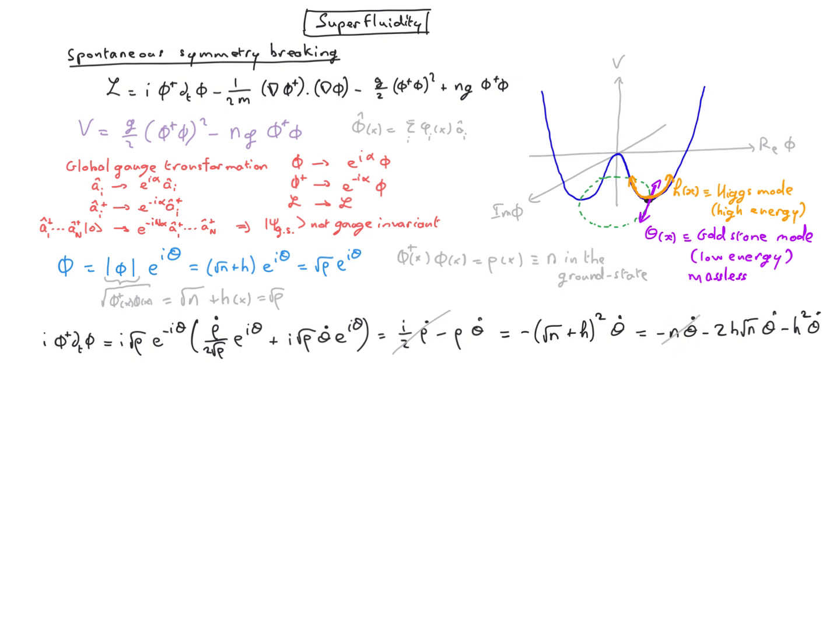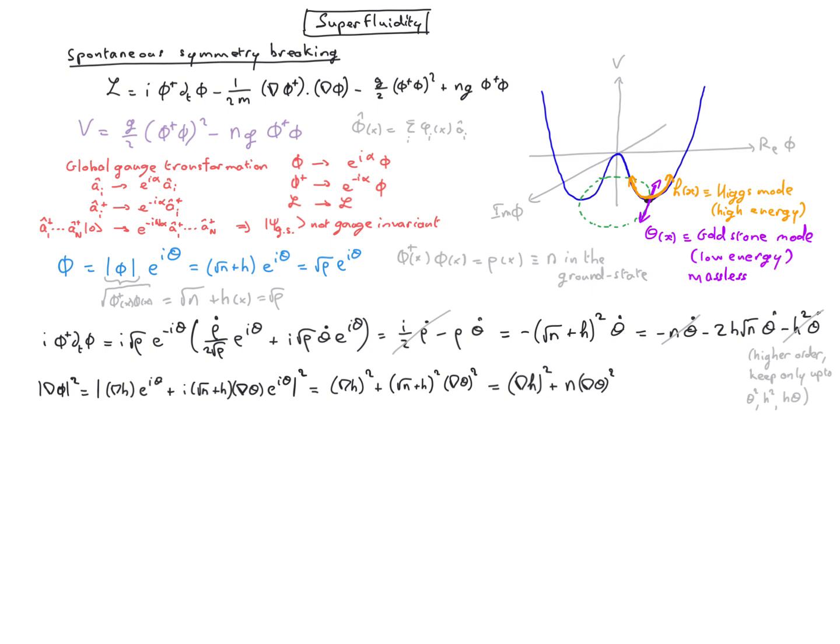In addition, it will be enough to only keep the fields to second order in theta and in h, or in their product. Therefore, the term in h squared theta dot is third order, and we can disregard it. The second term can be expanded in the same way. Keeping only second order in the field, we see that the square root of n is the only term which is going to contribute here. For future convenience, we rewrite this term using the fact that total derivatives do not contribute.